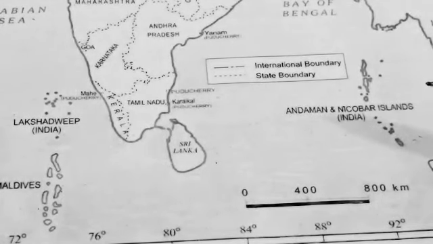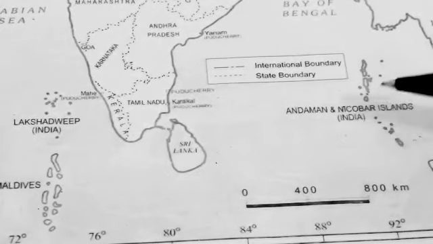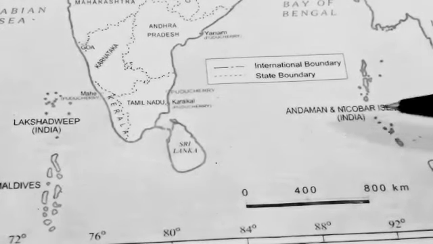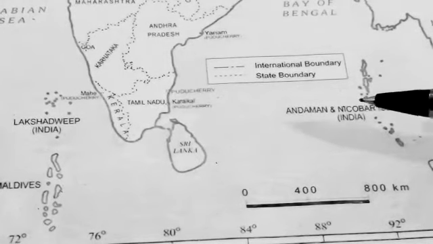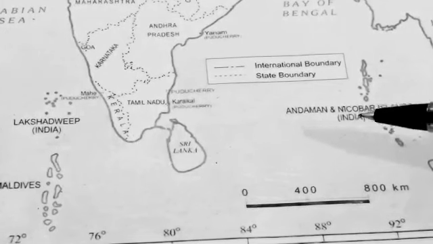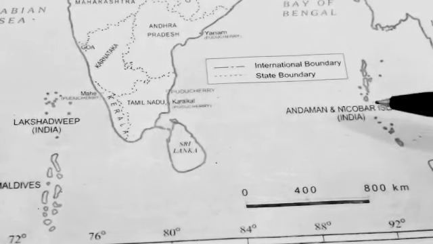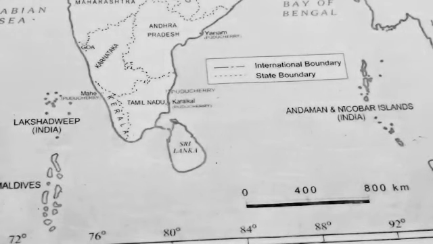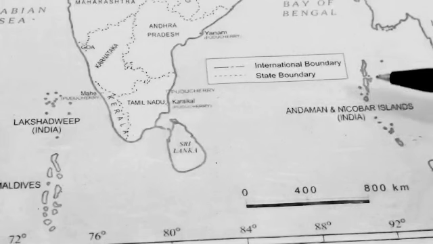Basically, the Andaman and Nicobar Islands are two separate groups of islands. These are called Andaman Islands, and these are called Nicobar Islands, and these islands are separated by a water body that passes through here, and this water body is called the 10-degree channel. Port Blair is the capital city of the Andaman and Nicobar Islands, which is situated on the Andaman side.